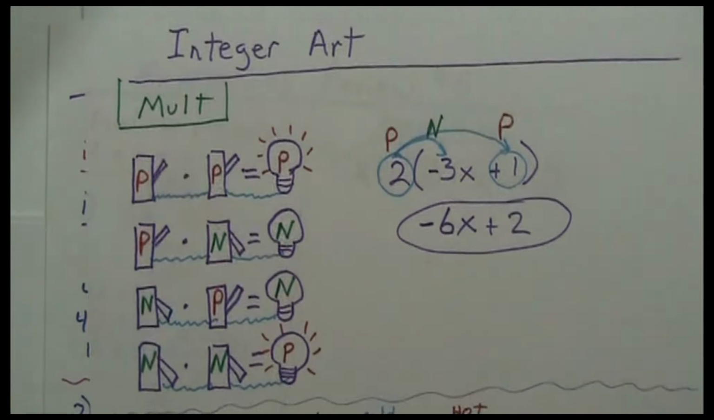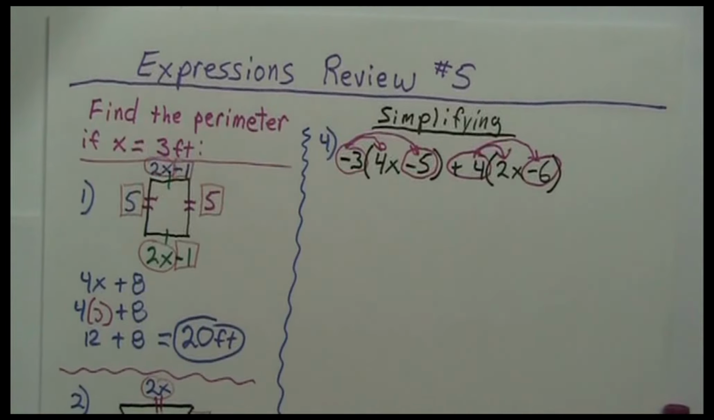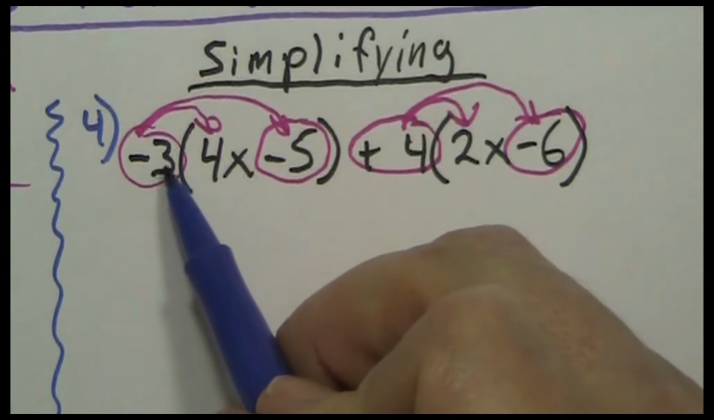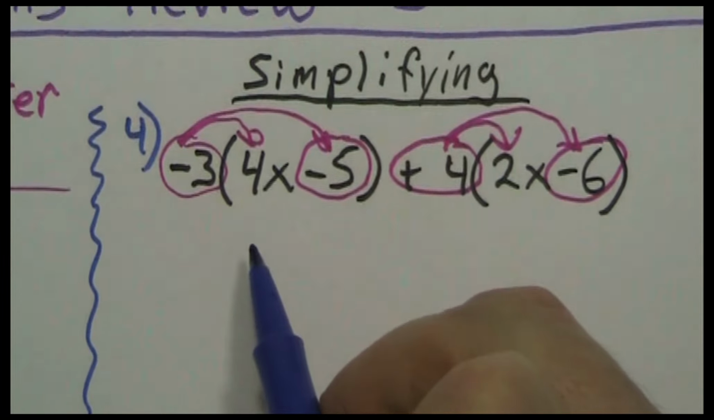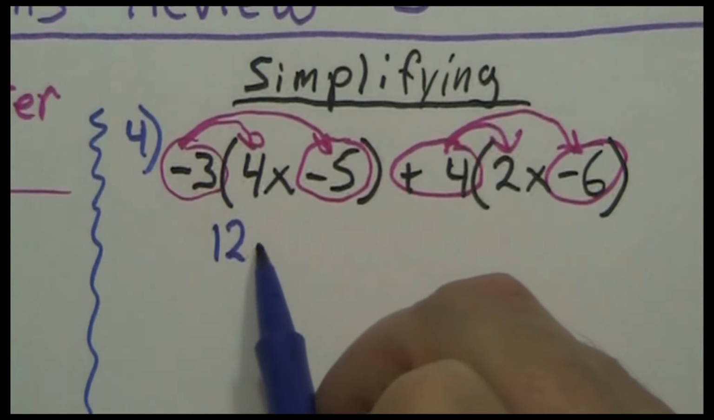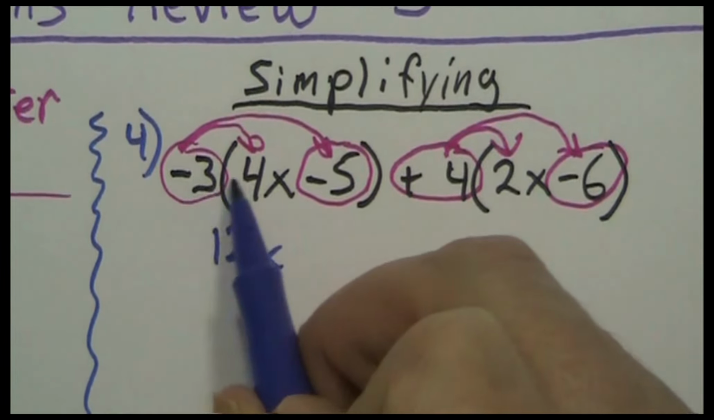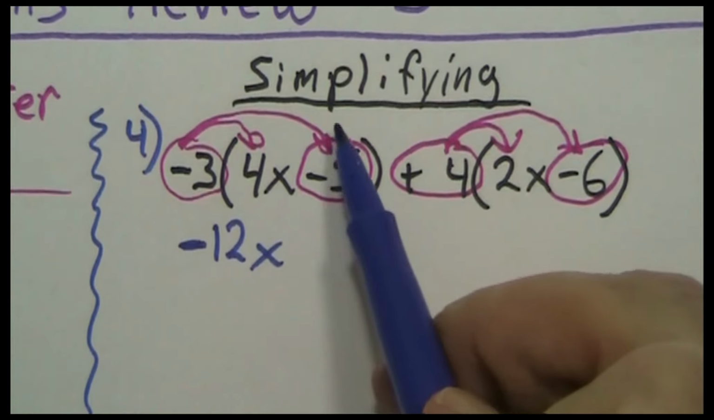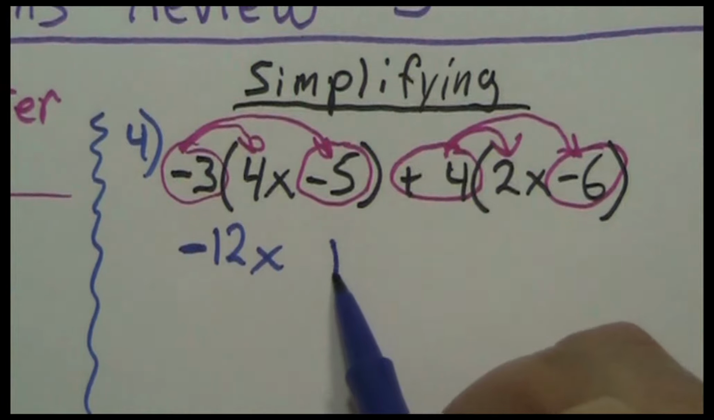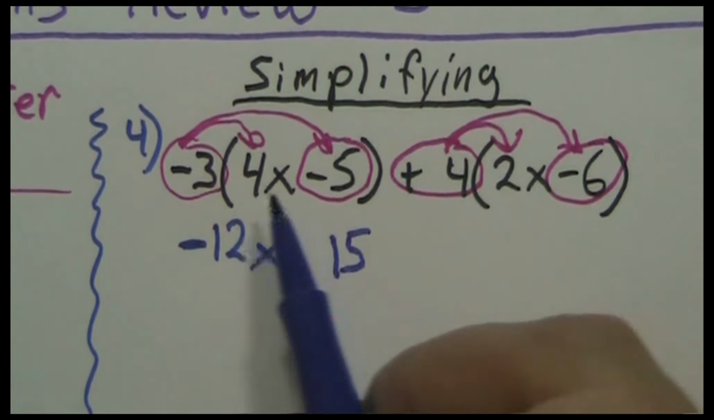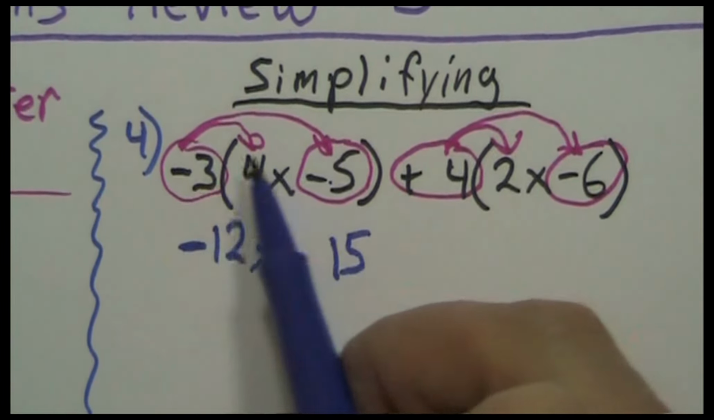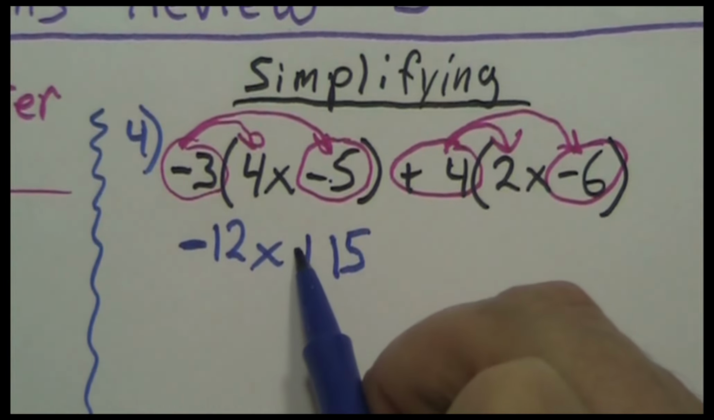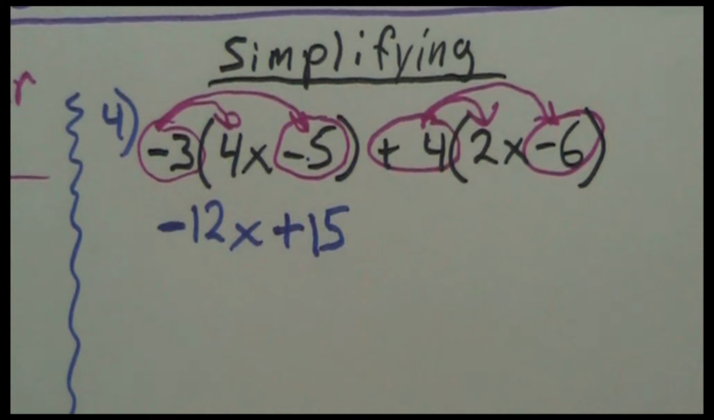One negative is negative. So using those rules here, 3 times 4 is 12, 12x, and there's one negative. I'm using one negative, so it's negative. 3 times 5 is 15. Now I'm multiplying with two negatives. Two negatives cancel when multiplying, so it's +15.